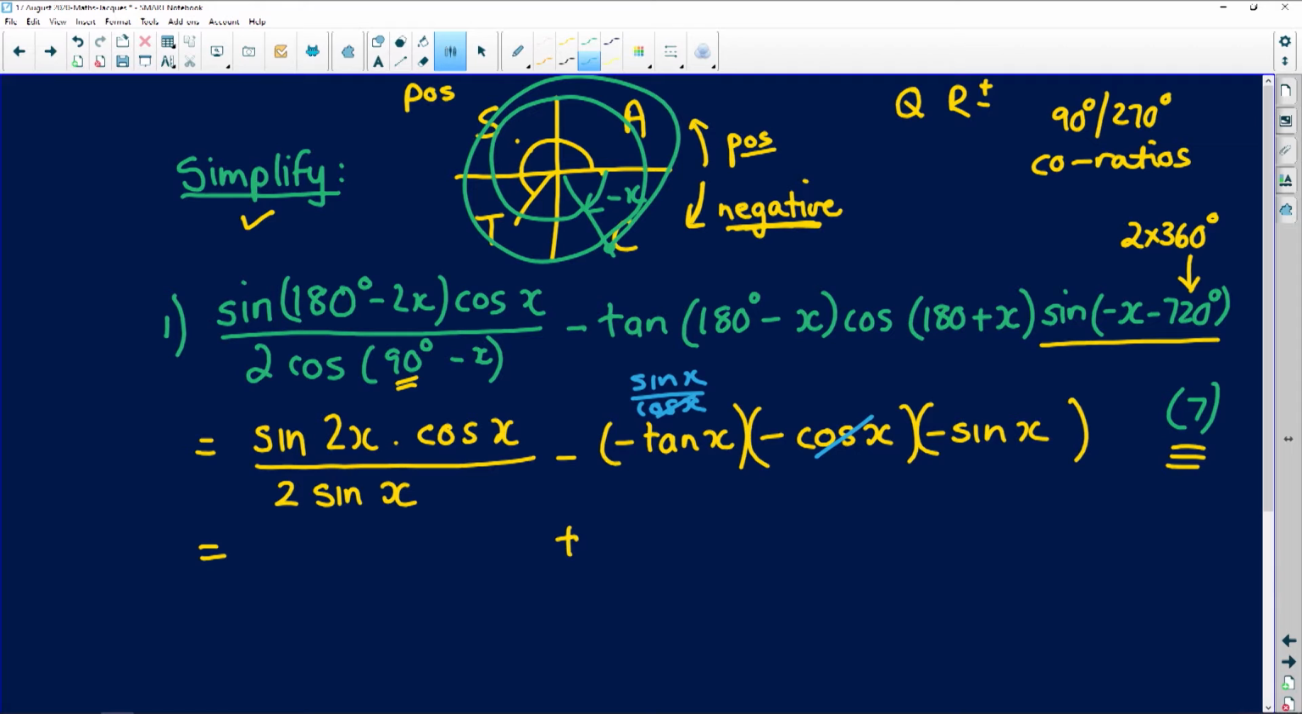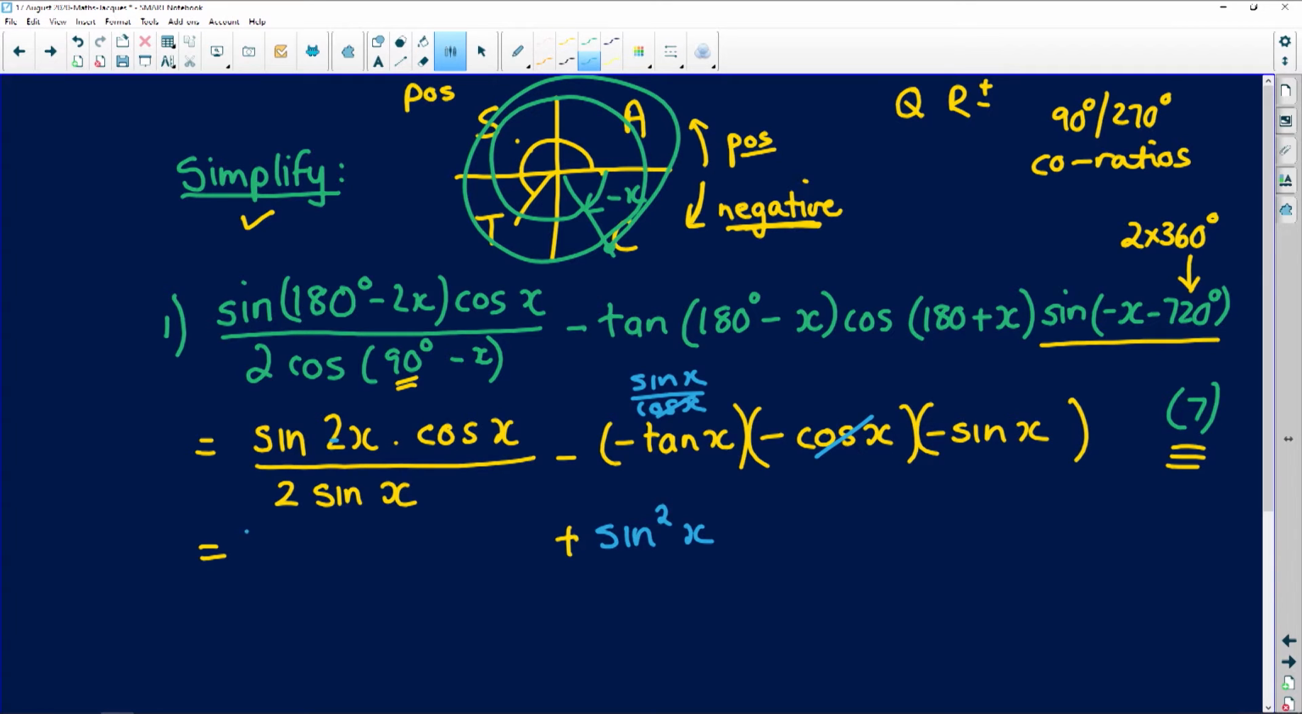So tan became sine over cos. The cos is cancelled, so I'm left here with sine multiplied by sine, which is sine squared x. Okay, now I've got to take care of this. So there's a double angle over here.